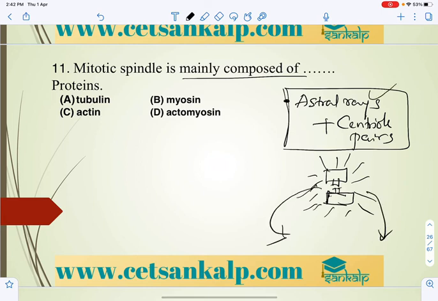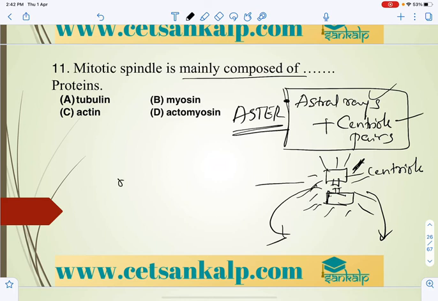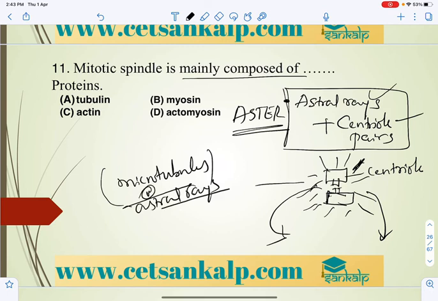So that is what you can say, astral rays and centriole pair, together which will be called an aster. What are those astral rays? When the centriole is going to form spindle fibers, microtubules, in the simplest way we can say, microtubules, which are also called astral rays, of the centrosome, which helps in the formation of spindle fibers.